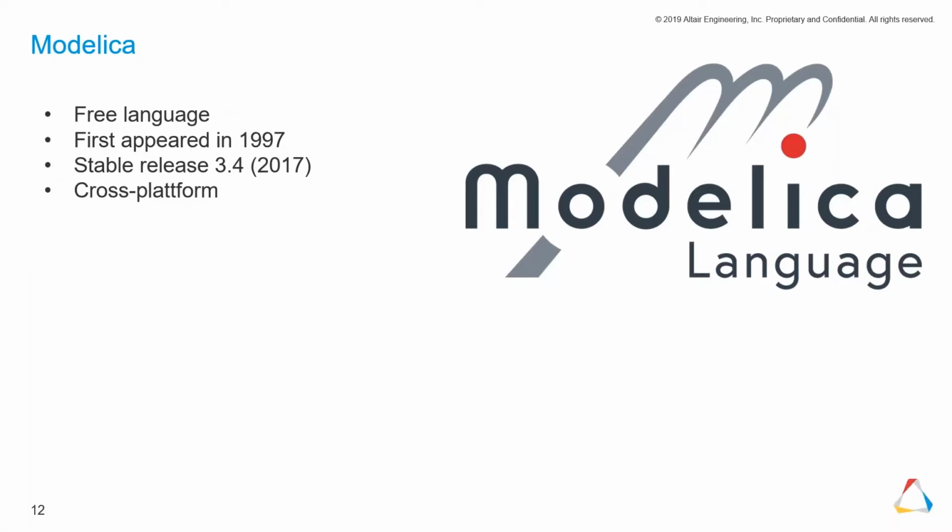So Modelica is the most common language for object-oriented modeling. It's a free language. It appeared in 1997, the first time, version 1.0. The last stable release is from 2017, and you can use it on basically every platform, Linux, Windows, Mac. And this is what we are going to use in Activate.